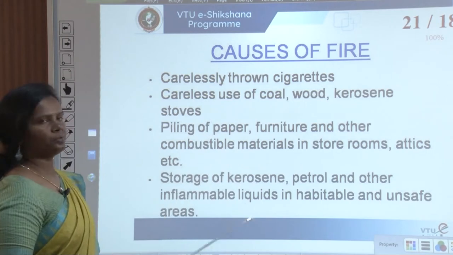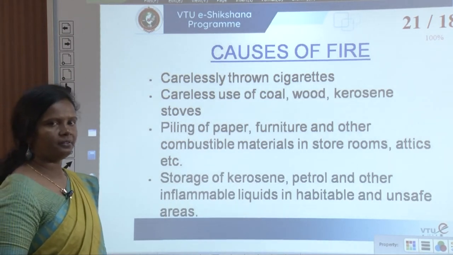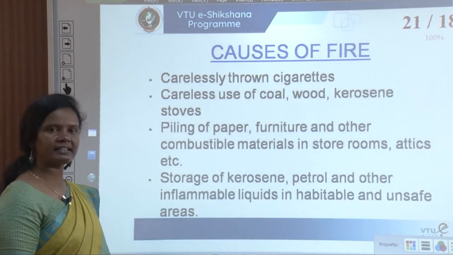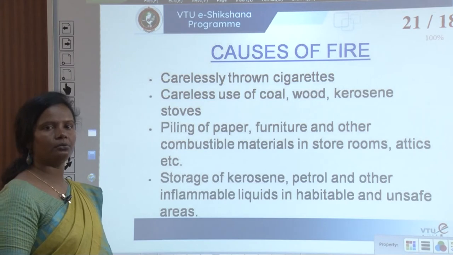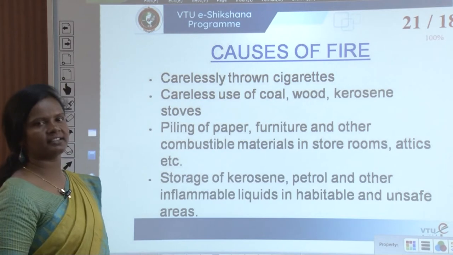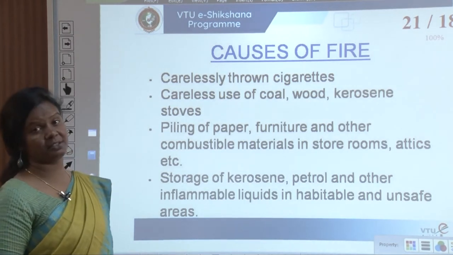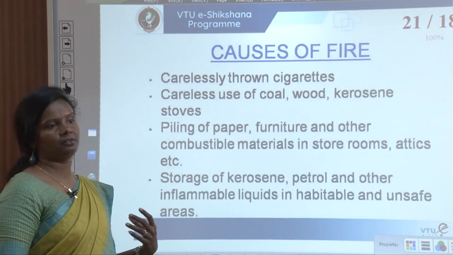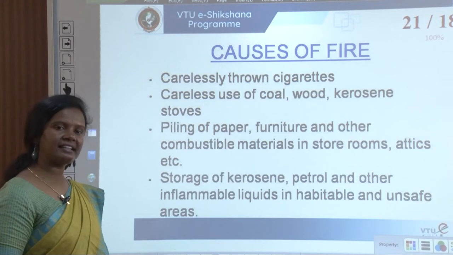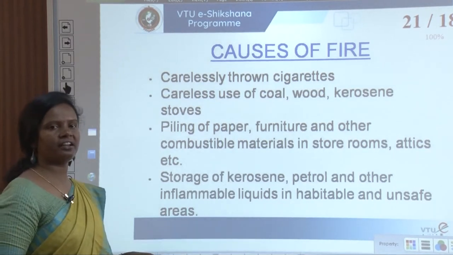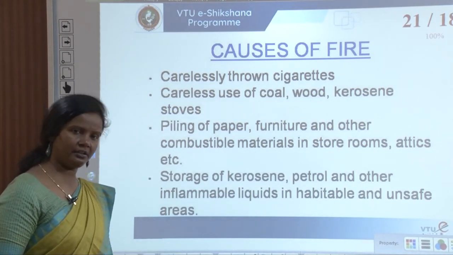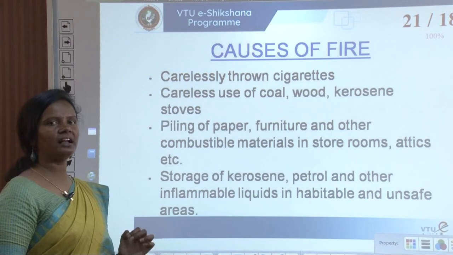There are different causes why fire can happen, mostly about ignorance and carelessness: carelessly thrown cigarettes, careless use of coal, wood, kerosene, stoves, piling of paper, furniture and other combustible materials. Combustible materials have to be carefully kept in storerooms, attics, etc., which can easily catch fire. Storage of kerosene, petrol and other inflammable liquids in unsafe areas.